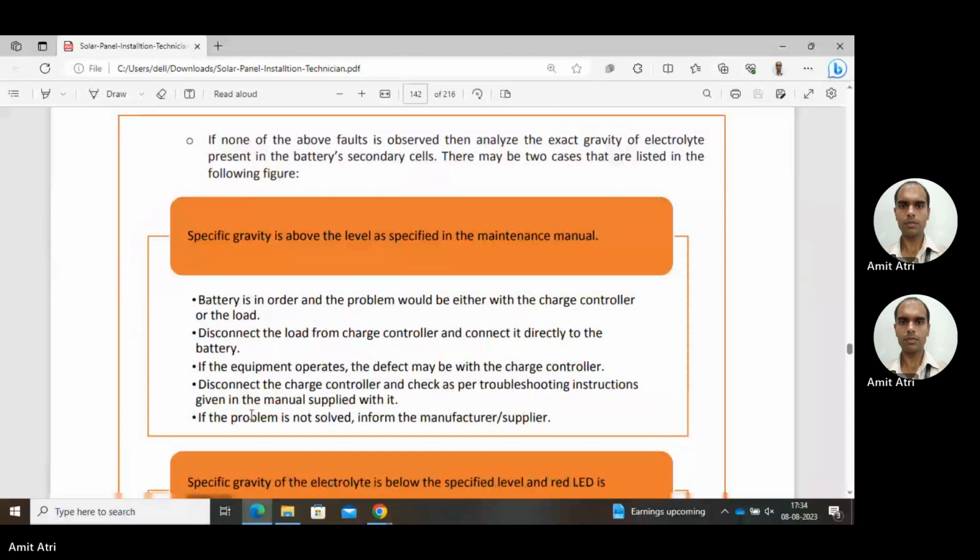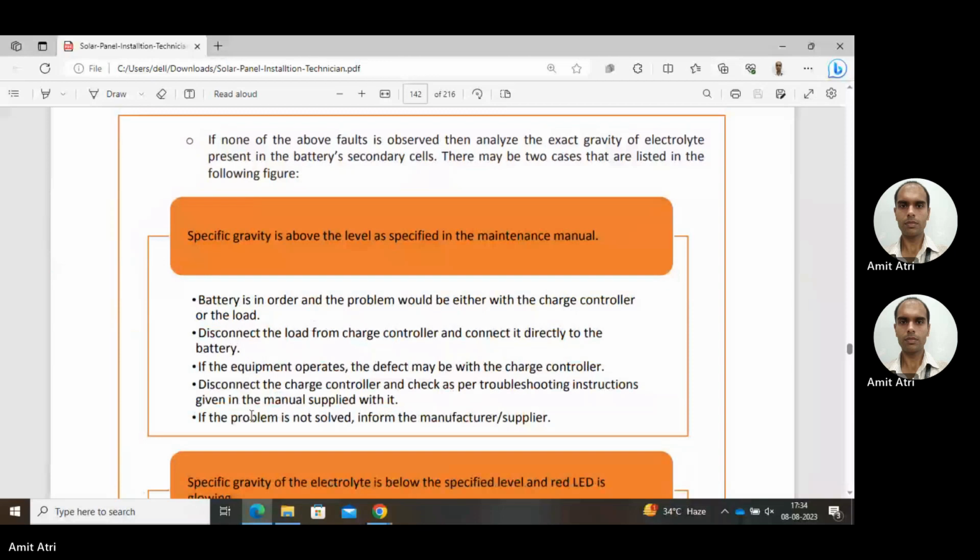Okay, if none of these faults is observed, then analyze the specific gravity of the electrolyte present in the battery secondary cells. Specific gravity is basically a measure of the ratio of the weight of the electrolyte to that of water. There may be two cases: the specific gravity is above the level specified in the maintenance manual. What is the specific gravity of that electrolyte? That is given in the battery's manual, in the maintenance section.